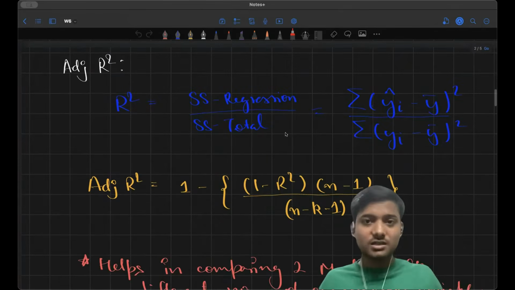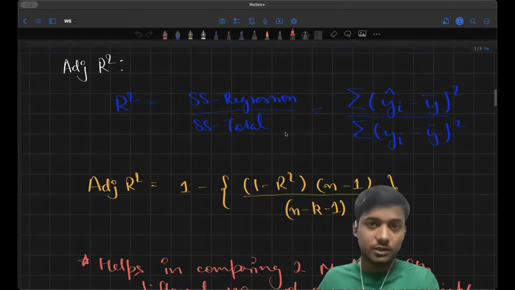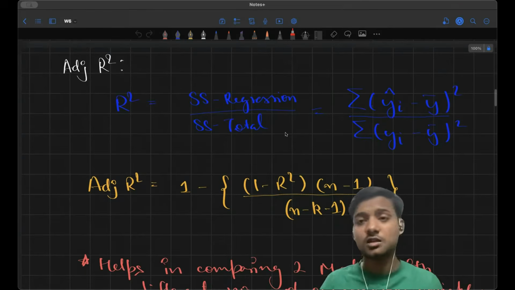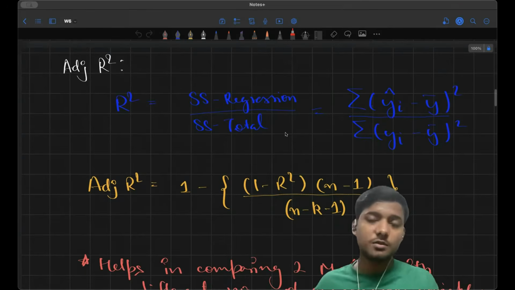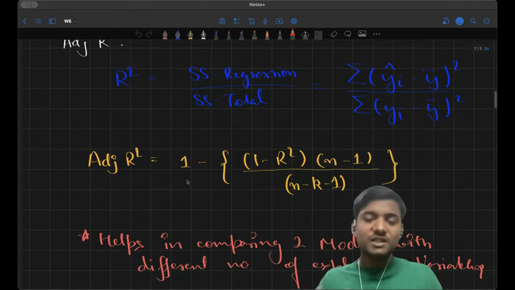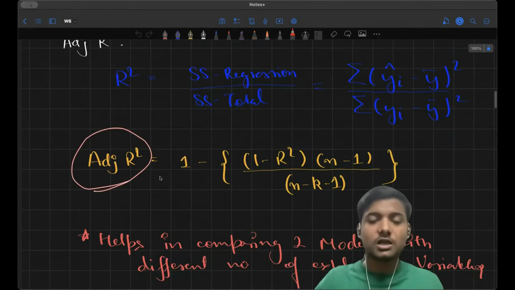But in multiple linear regression, we keep on adding multiple variables. So you might be thinking, how do we compare two different models? In one model, I might have y equals beta naught plus beta 1 x1 and so on up till, let's say, beta 4 x4. And in another model, we will have y equals beta naught plus beta 1 x1 plus so on and so forth up till, let's say, beta 10 x10. So how do we compare these two models, right? Because one model has a lot more variables. So to compensate for this factor, to compare these two different models, we use adjusted R square.